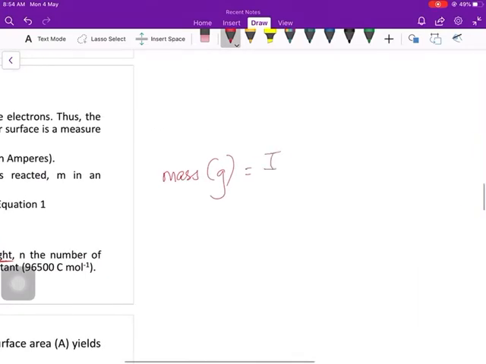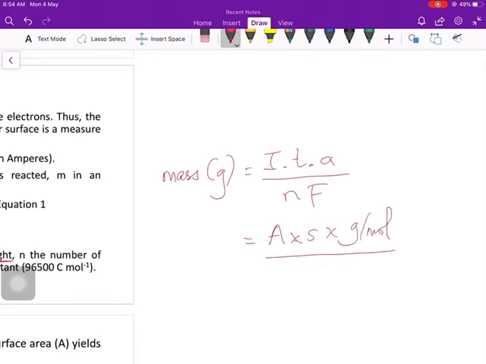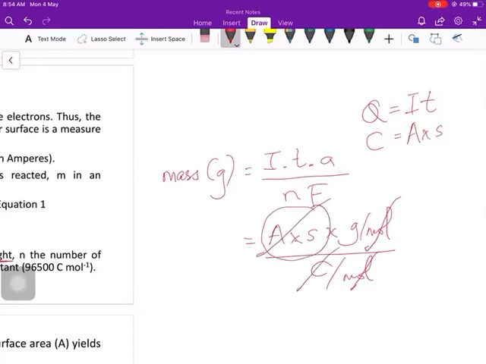So mass in gram equals I times t, time in second, and A, over n F. So I unit is ampere times second times gram per mole, and F is coulomb per mole. Just cancel mole, and also C, Q, coulomb. Q is equal to It. Q, the charge passed in coulomb, equals ampere times second.